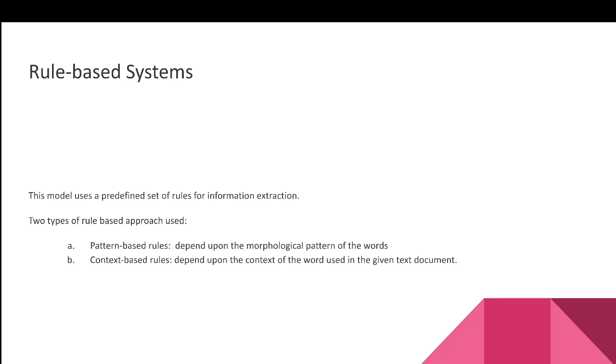Then we have a rule-based system. This model uses a predefined set of rules for information extraction. There are two types of rules. One is called a pattern-based rule, which depends upon the morphological pattern of the word. We'll have a separate video on different kinds of morphological patterns. The other is called a context-based rule, which depends on the context of the word used in the given text document.